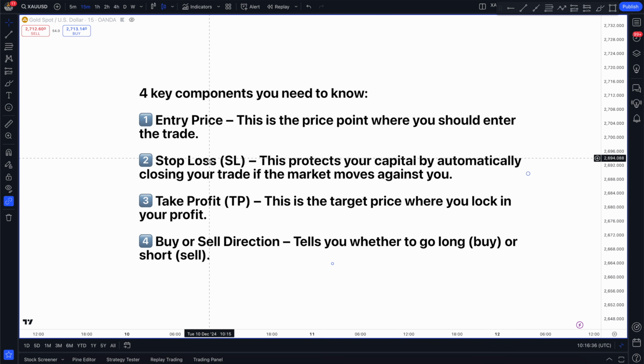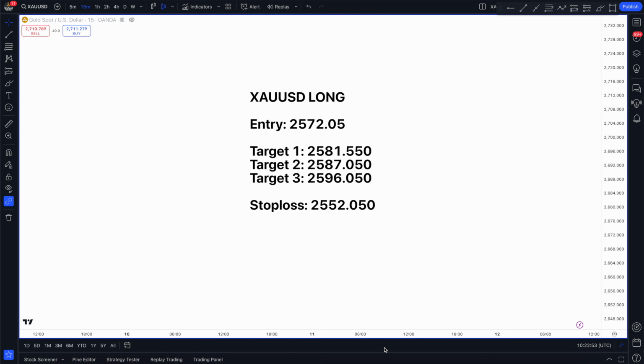2, stop loss. This price protects your capital by automatically closing your trade if the market moves against you. 3, take profit. This is the target price where you lock in your profit. And 4, buy or sell direction. It tells you whether to go long, buy, or go short, sell. So when you see a signal like this, you'll know exactly what action to take and where to set your key levels.